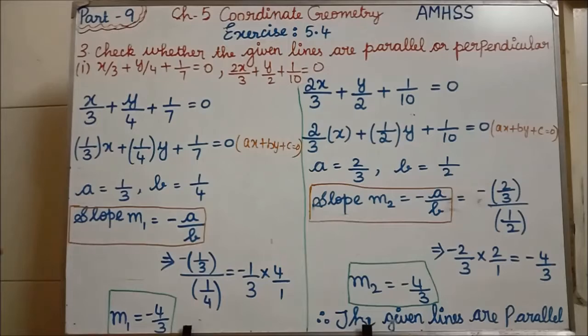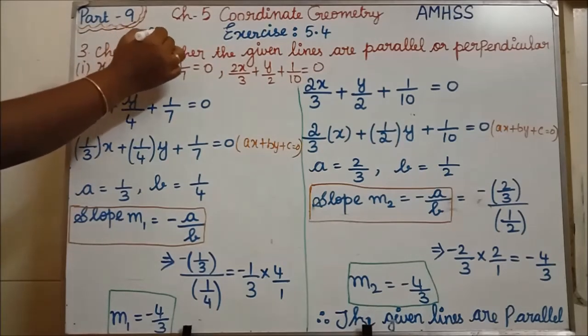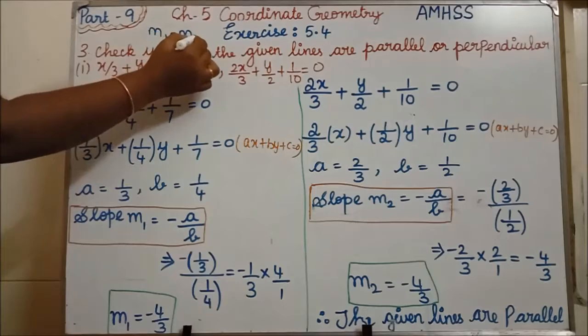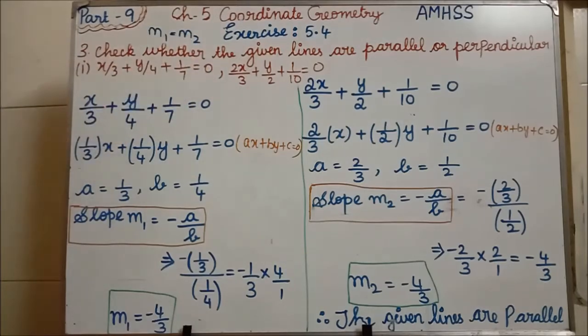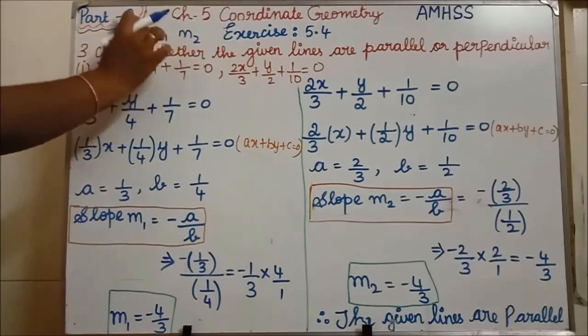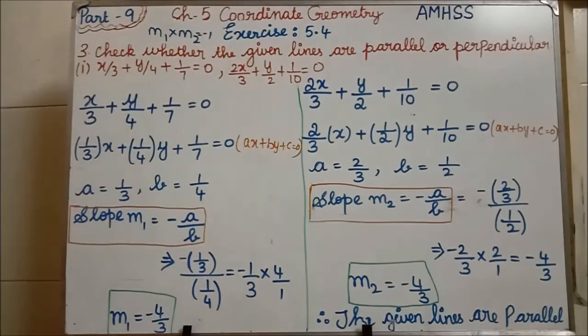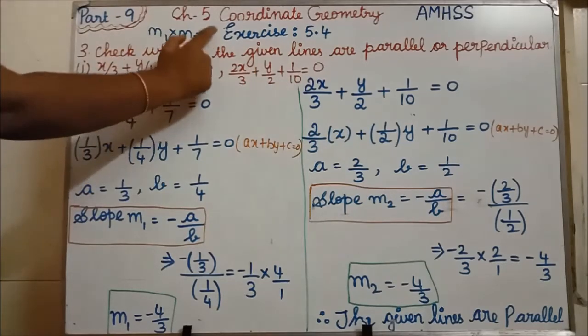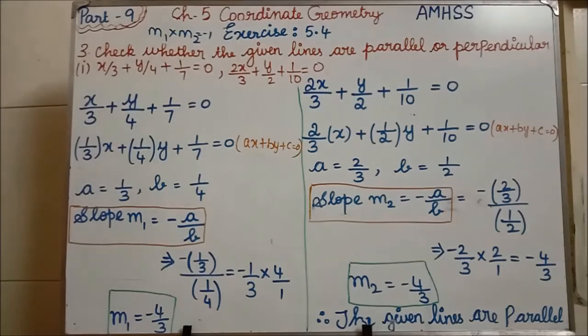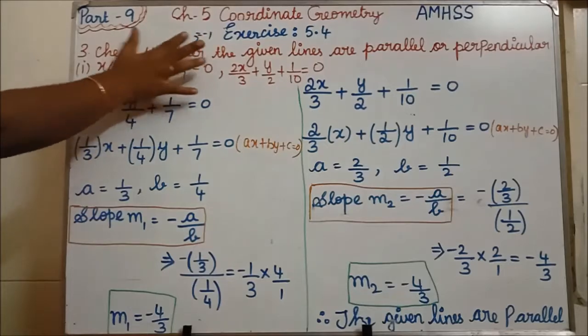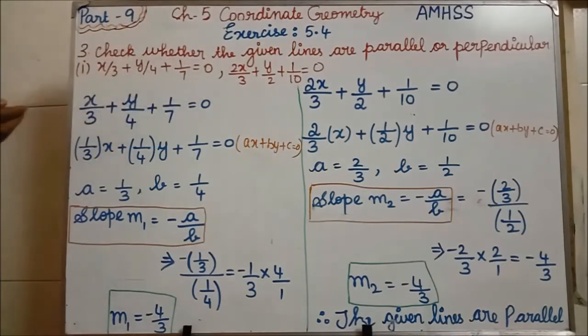Parallel means how will it be parallel? When slope m1 is equal to m2, it is parallel, isn't it? Perpendicular means what? m1 into m2 is equal to -1. That is the perpendicular. You have to see whether m1 is equal to m2. If it is not equal, what do you have to do? You have to multiply and see whether you get -1. If you are getting -1, then it is perpendicular. Clear? Now we'll see what we are getting. Whether it is parallel or perpendicular, we'll see now in the solution.